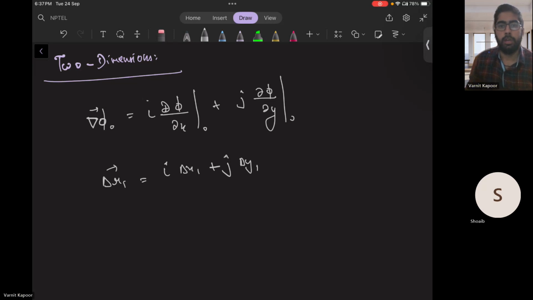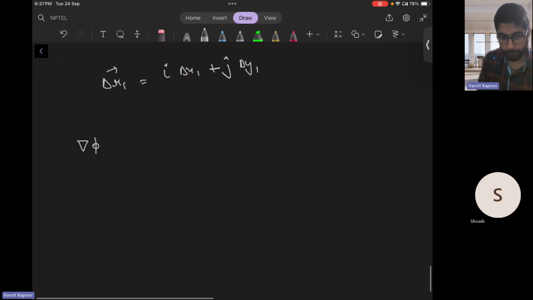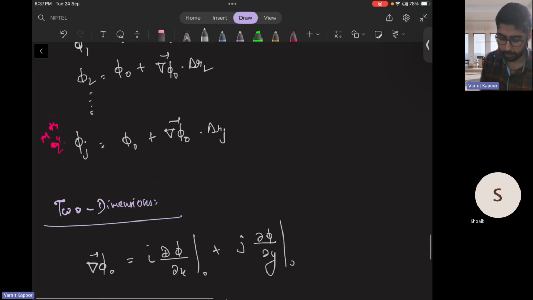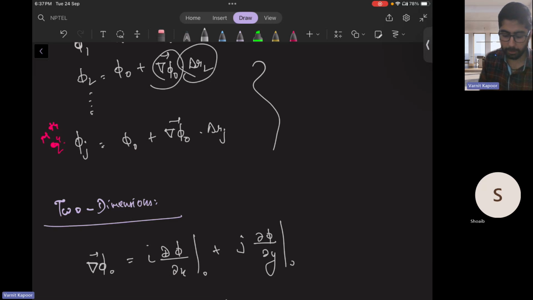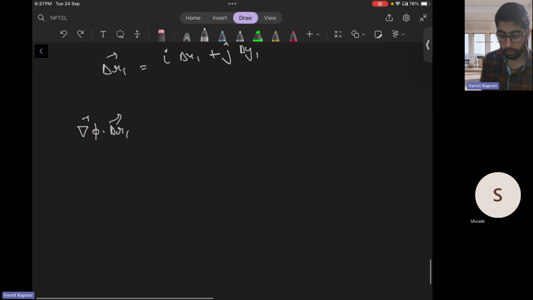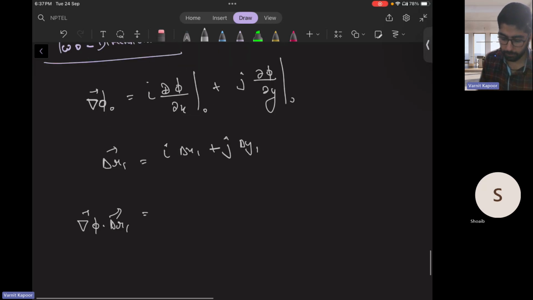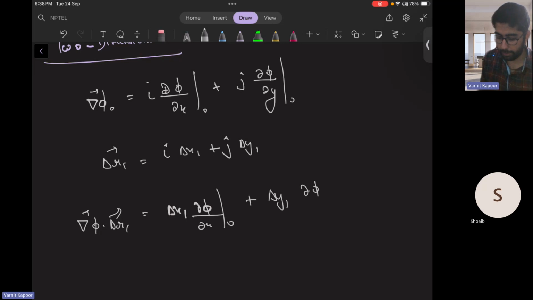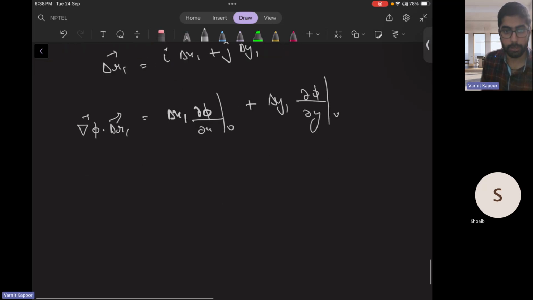So we are writing the gradient as i dou phi by dou x naught plus j dou phi by dou y naught. Now what will you write? Gradient of phi dot delta R1, because in the Taylor series expansion which I have written here, you have this gradient multiplied with a dot product with delta R. So that will be the dot product of these two expressions, that is delta x1 dou phi by dou x with respect to naught plus delta y1 dou phi by dou y with respect to naught. So from here, delta x1 will be how much?